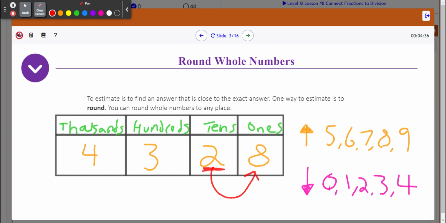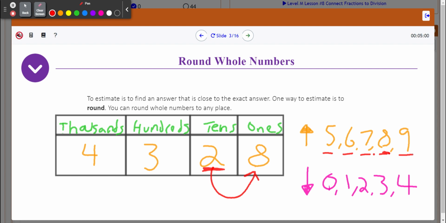So you start in the place value it tells you to. Here it's the tens, but you're looking one spot to the right. If we look one spot to the right, we see the number 8. Now 8 is bigger than 5. So anytime you see a 5, 6, 7, 8, or 9, you're going to round up. So this is how you round up.